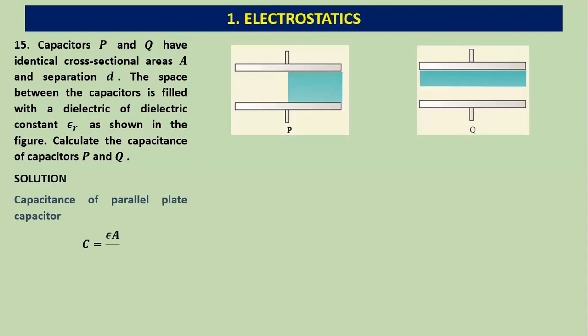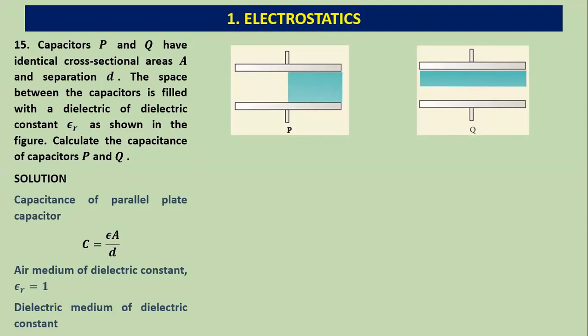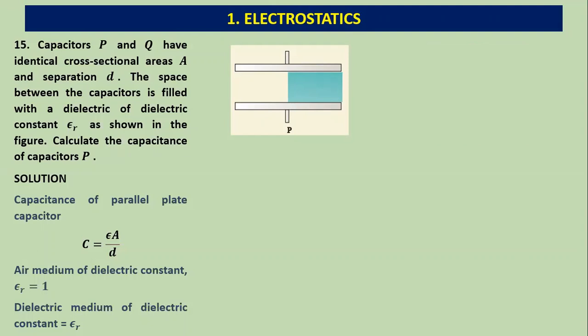The capacitance of the parallel plate capacitor is given by the formula C equal to epsilon A by D. Here, one part of the capacitor is filled with air. Its dielectric constant is 1. Another part of the capacitor is filled with dielectric medium. Its dielectric constant is epsilon r. Let us now go with the equivalent capacitance of capacitor P.